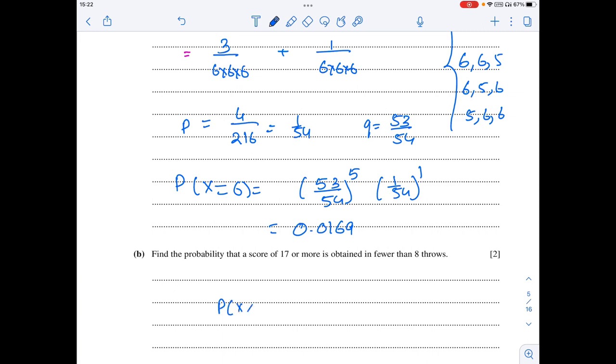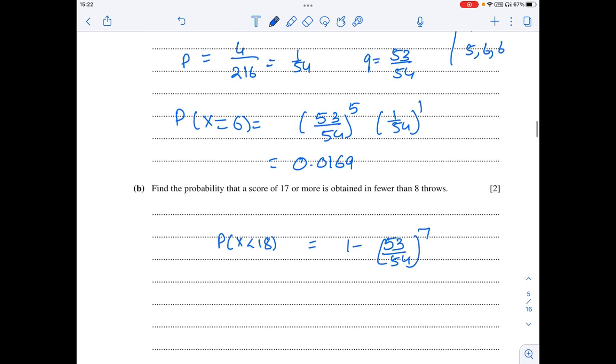Find the probability that the score of 17 or more is obtained in fewer than 8 throws. So probability of x less than 8. So it should be 1 minus failure. How many times? 7 times. So the whole to the power of 7, which becomes 0.123.